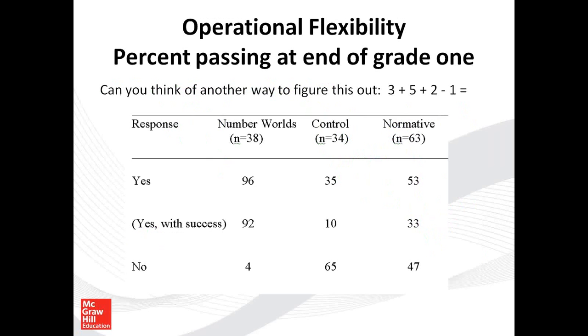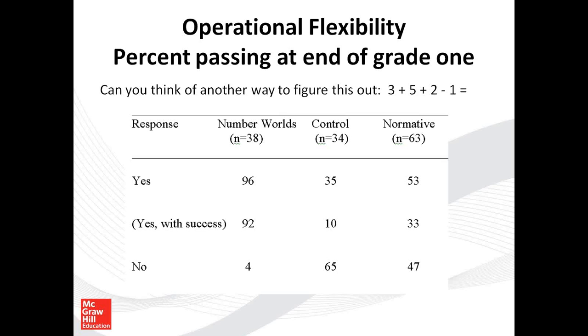So, a few more pieces of data. One of the things we really want to teach in order to teach number sense is operational flexibility, which is a hallmark of number sense. This particular test was also given at the end of grade 1 to this longitudinal group. These students were shown a piece of paper with the problem you see underneath the heading written on it: 3 plus 5 plus 2 minus 1 equals. They were asked, can you solve this problem? And given as much time as they needed to do so.